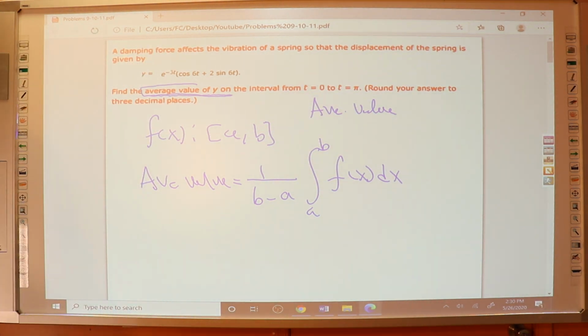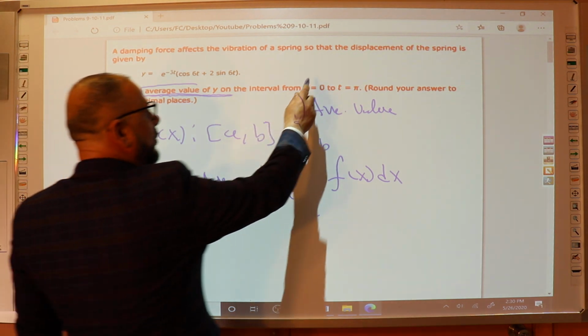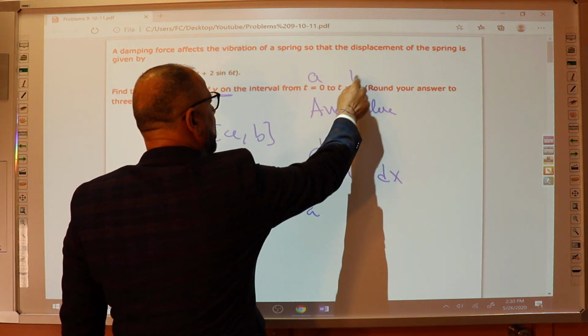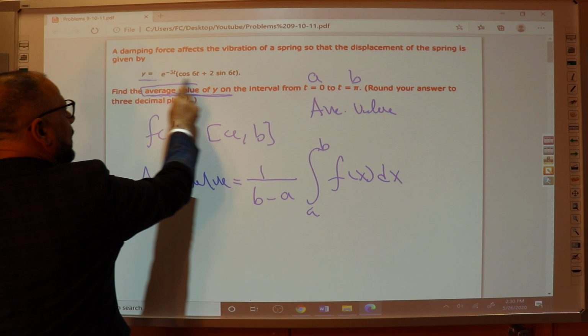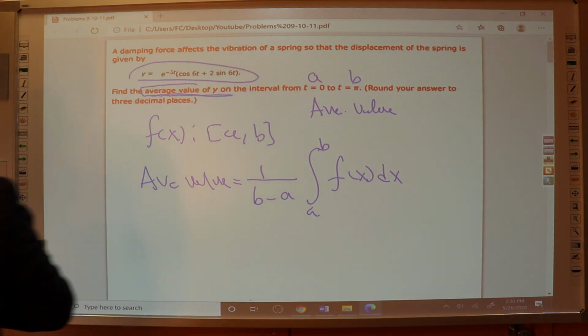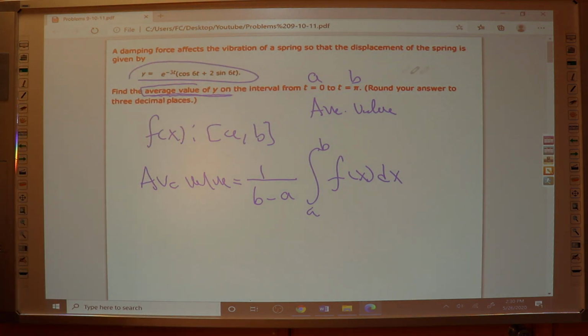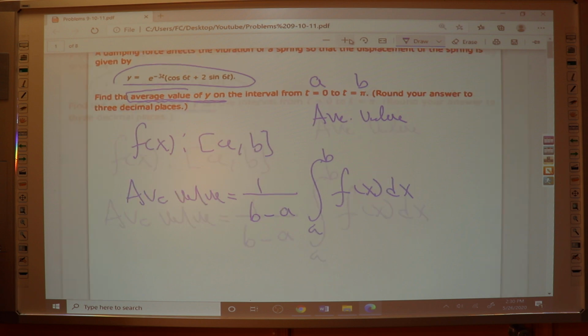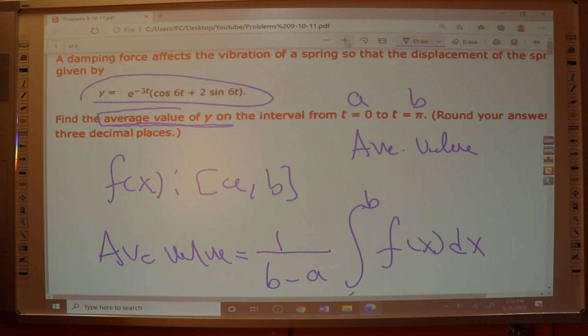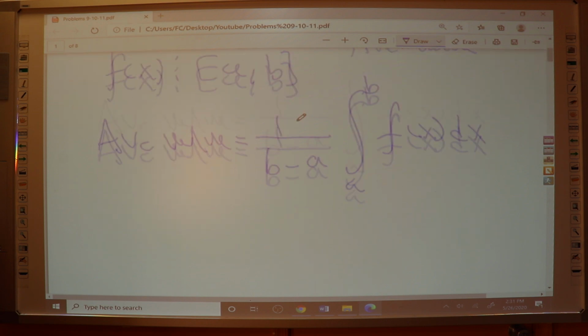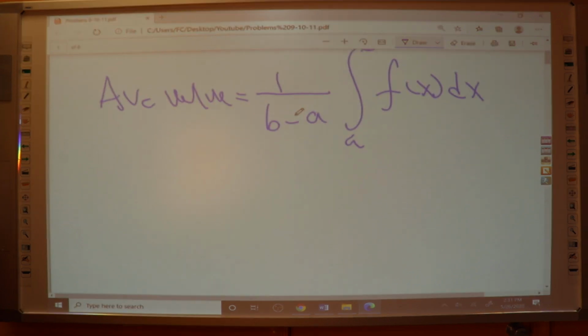Now, my interval: a is 0 and b is pi. And my function is this function. Just let me enlarge it a little bit to see the function. Okay, I think that's good. Then this is my function, this is my a, this is my b. Let me apply the theorem of the average value for this function.